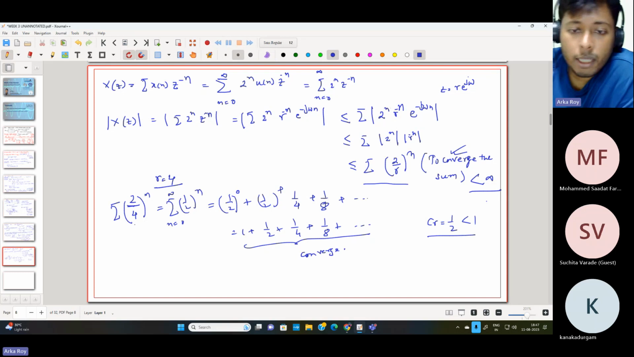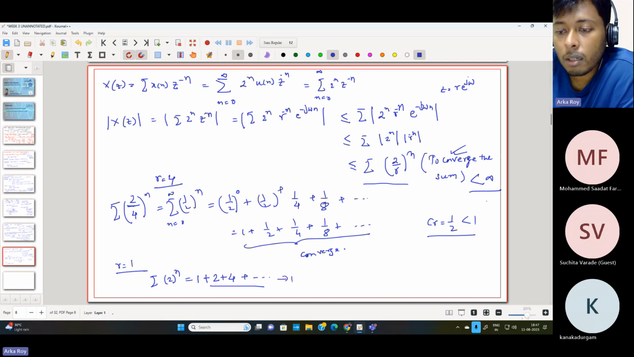However, if I consider r equals to 1, then the summation will effectively reduce to 2 to the power n. That means it will start from 1, 2, 4, dot, dot, dot. Therefore, we can see this will be a non-converging sum.